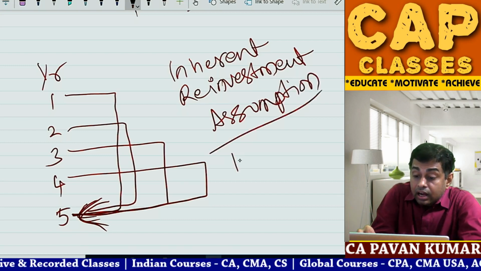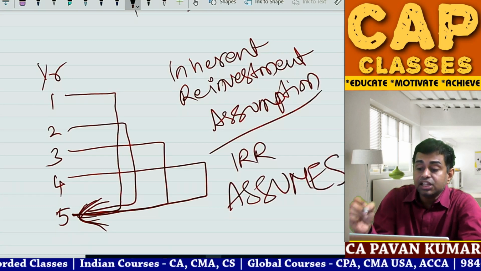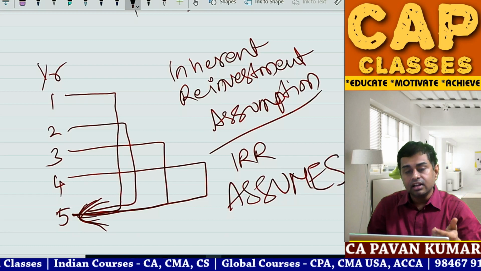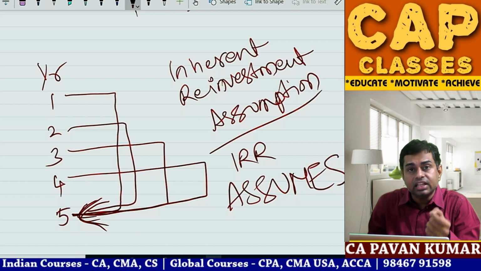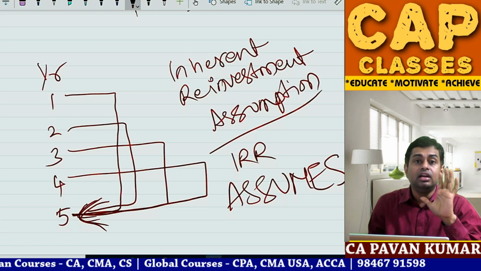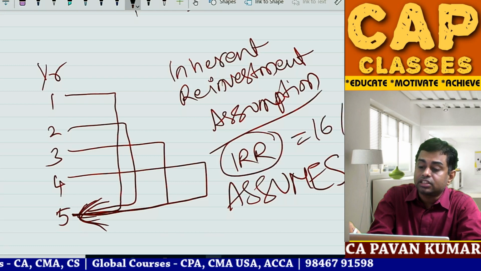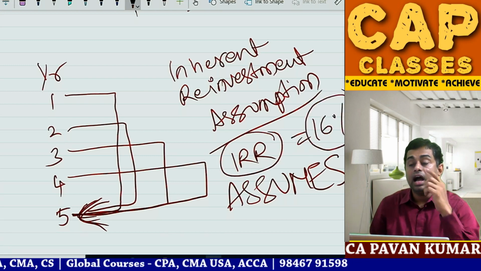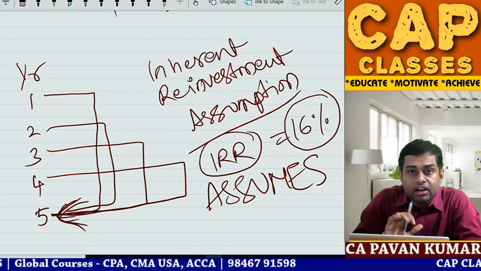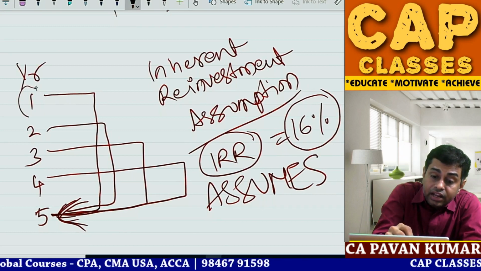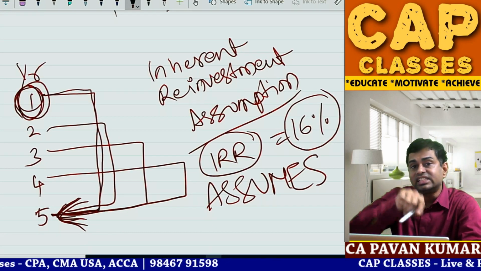Now IRR assumes that the cash inflows are again and again invested in the same project at the IRR rate of return. So imagine if IRR is 16%. What is the meaning of IRR 16%? Here if I get 10 crores, that will be again reinvested up to the end at 16%.